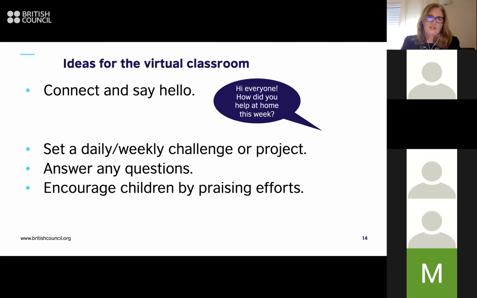And also something that's really important is to encourage children by praising their efforts. So if you've been seeing that the children have been doing their online activities or emailing you their work, or they've done a project that you've set them, just encourage those students, and that might encourage the others to do it as well if they're not.